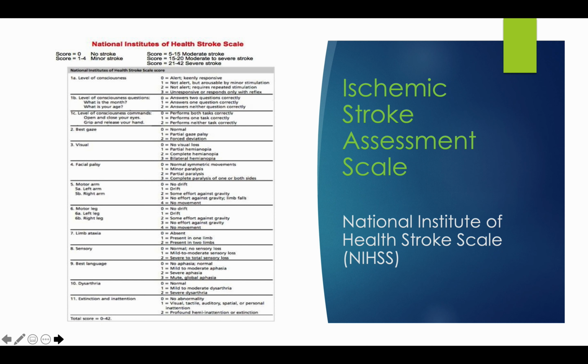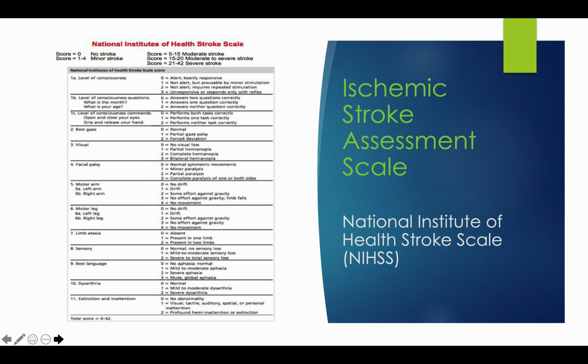Visual. If there's no visual loss, they receive a 0. If there's partial hemianopsia, which they can only partially see to one side, if they have a field cut deficit, they would receive a 1. If there's complete hemianopsia, that they are completely unable to visualize or have neglect, they'd receive a 2. If there's bilateral hemianopsia, they'd receive a 3, that there's complete neglect, visual field cut.